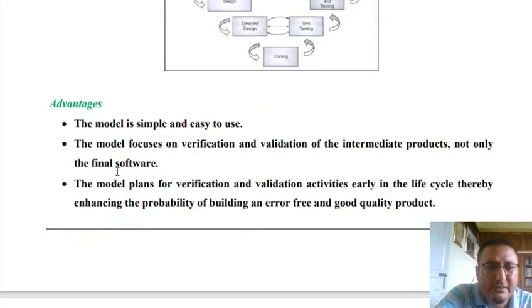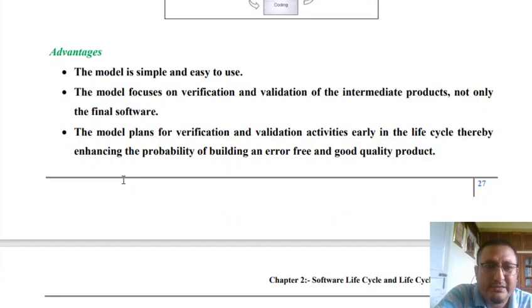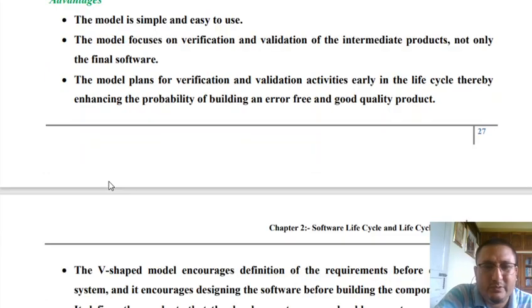Now, what are the various advantages and disadvantages of this particular model? The advantage of this model is that it is very easy to use and very simple to understand. This is the first and foremost advantage, because it does not include any feedback part. The second advantage is that the model focuses on verification and validation of not only the final product, but it also calls for verification and validation of all the intermediate products. So this is one of the important achievements of this particular model.